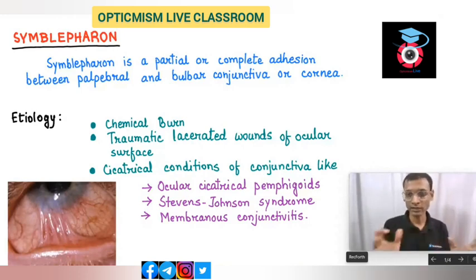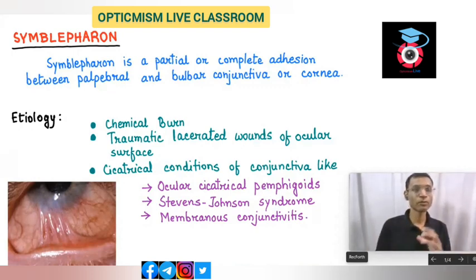According to the severity, we can divide symblepharon into two types. One is complete. For complete adhesion, we say this is a complete symblepharon, which is characterized by adhesion completely between the bulbar conjunctiva and the palpebral conjunctiva, and also with the corneal epithelium. But in partial symblepharon, the adhesion is between the palpebral conjunctiva and the bulbar conjunctiva covering the sclera.